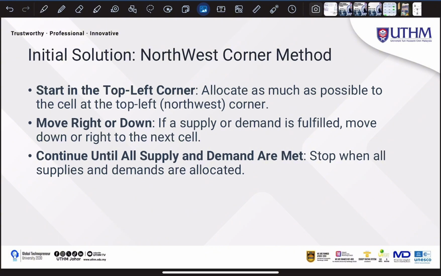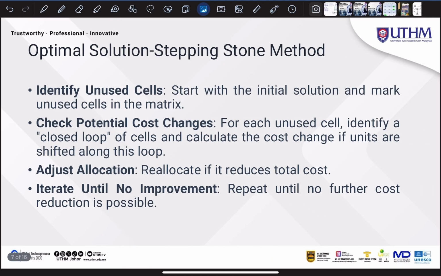The northwest corner method has these steps. The first one is we need to start in the top left corner and allocate as much as possible to the cell at the top left corner. And then you need to move right or down. If a supply or demand is fulfilled, move down or right to the next cell. Continue until all supply and demand are met. We stop when all supplies and demands are allocated. So this is a very simple method for transportation problems.